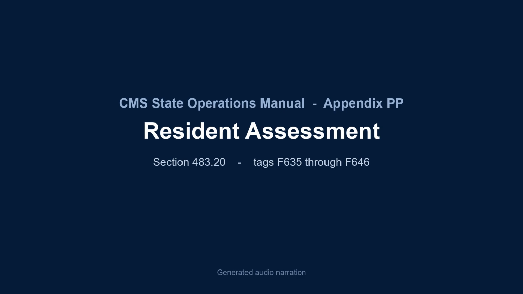Tag F636. Section 483.20, Resident Assessment. The facility must conduct initially and periodically a comprehensive, accurate, standardized, reproducible assessment of each resident's functional capacity. Section 483.20(b), Comprehensive Assessments. Section 483.20(b)(1), Resident Assessment Instrument. A facility must make a comprehensive assessment of a resident's needs, strengths, goals, life history, and preferences using the Resident Assessment Instrument (RAI) specified by CMS.